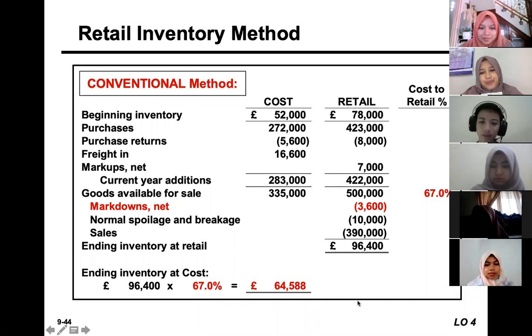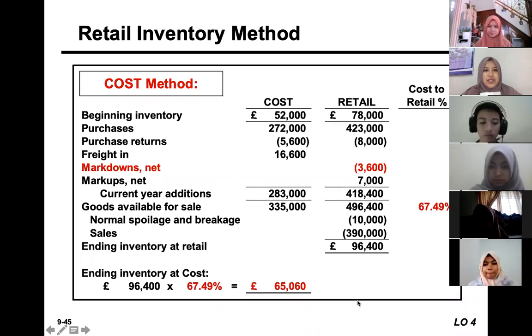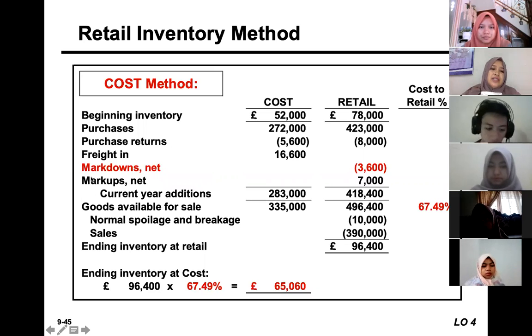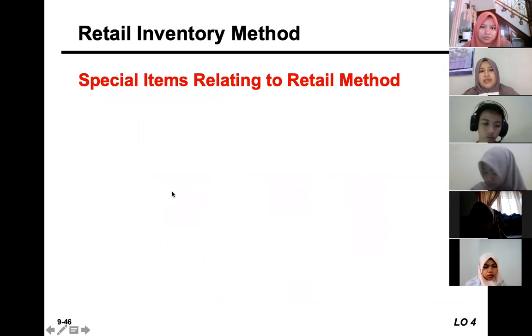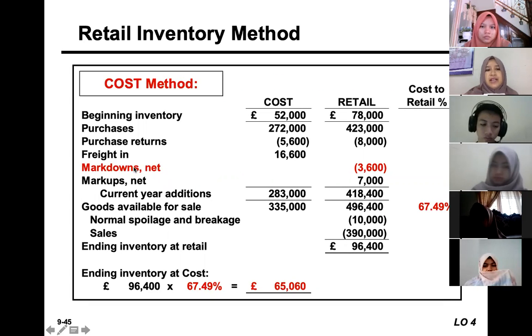Okay, now moving to the second approach under retail inventory method, which is the cost method. Under the cost method, you consider all the markup and markdowns to get into the cost of goods available for sale. So now that markdown is no longer under the goods available for sale, but it goes up. It has the same position as markup. So plus, plus, minus, and also you take the markdown net, and then plus the markup.